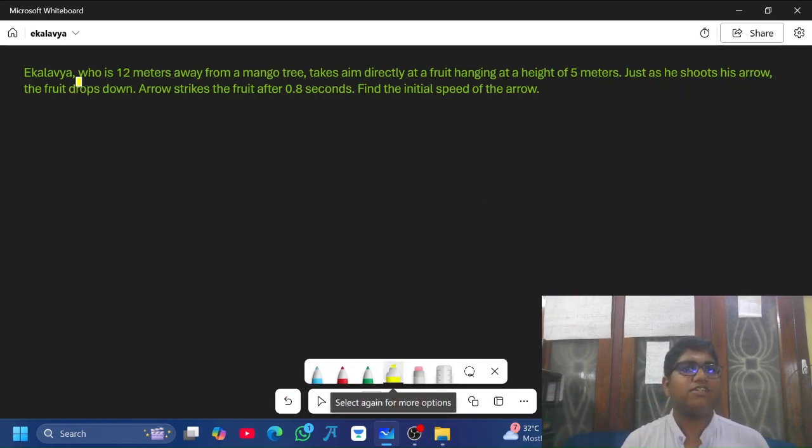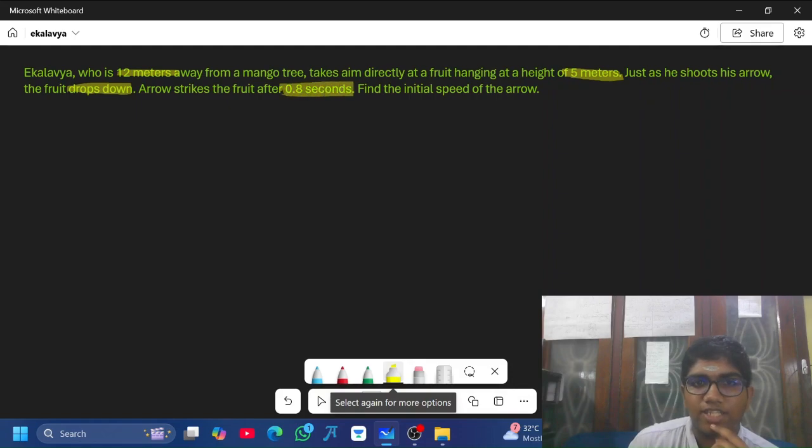I have it here. Eklavya, who is 12 meters away from a mango tree, takes aim directly at a fruit hanging at a height of 5 meters. Just as he shoots his arrow, the fruit drops down. This is important. Drops down. The arrow strikes the fruit after 0.8 seconds. The question is to find the initial speed of the arrow.